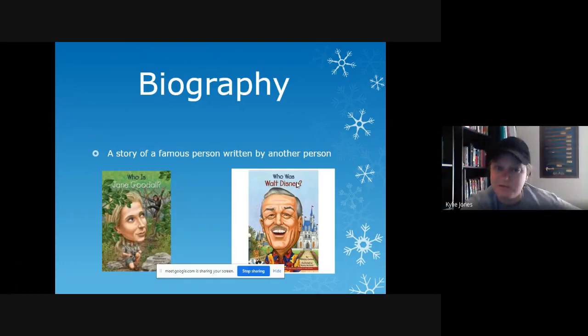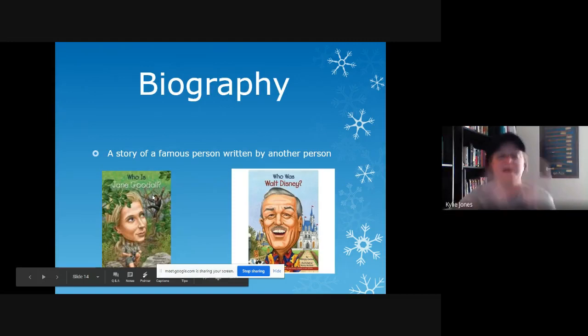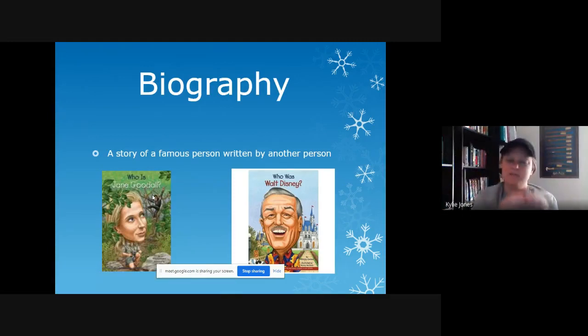Next one is a biography. Biographies are a story of a famous person that are written by someone else. So Who Is Jane Goodall was written by someone else, but it's about a specific person. So she did not write it herself. Same with this one, Who Is Walt Disney? It's all about Walt Disney, all kinds of facts and everything about him, but it's written by someone else, not by him. So a biography is not written by the person, but it is about them.